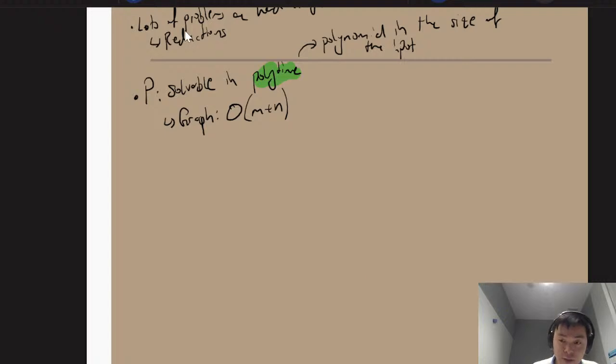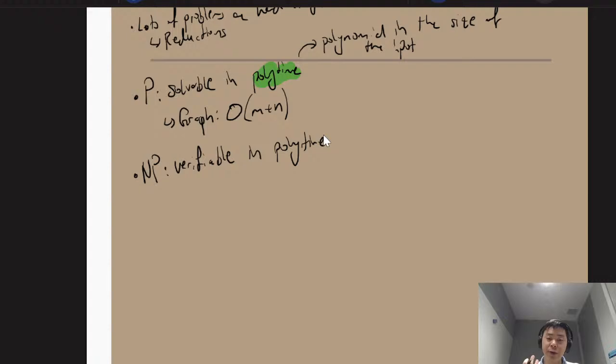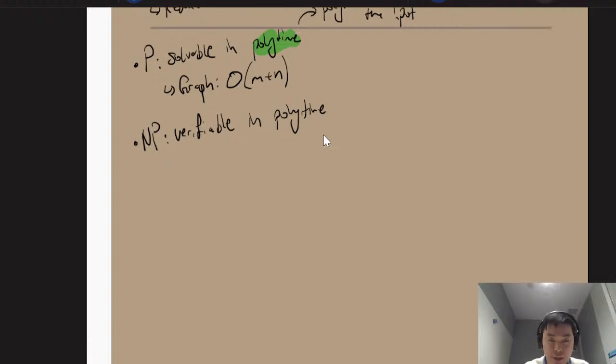Okay, so these are the problems solvable in polynomial time. Then you have NP. Now NP aren't necessarily the problems that are solvable in polynomial time, but these are problems where you can verify solutions in polynomial time instead. So these are verifiable in polynomial time. And what I mean by verifiable is if I claim that this is a solution to your problem, then it should be very easy to check that this solution is actually a correct solution.